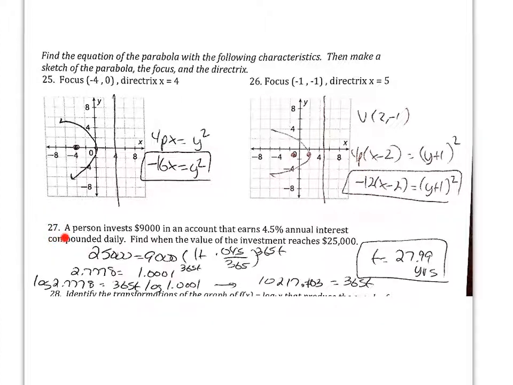27 is what we did last week. There's an interest problem. It says it's compounded daily, which means my n is 365. 25,000 is how much you end up with. 9,000 is how much you start with. 1 plus that, and you got 365t.